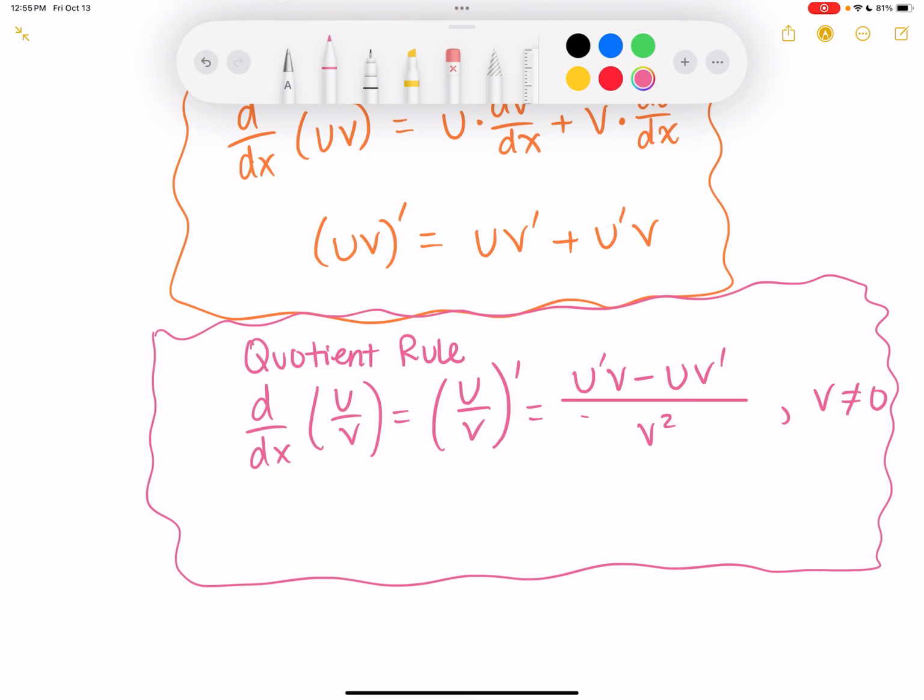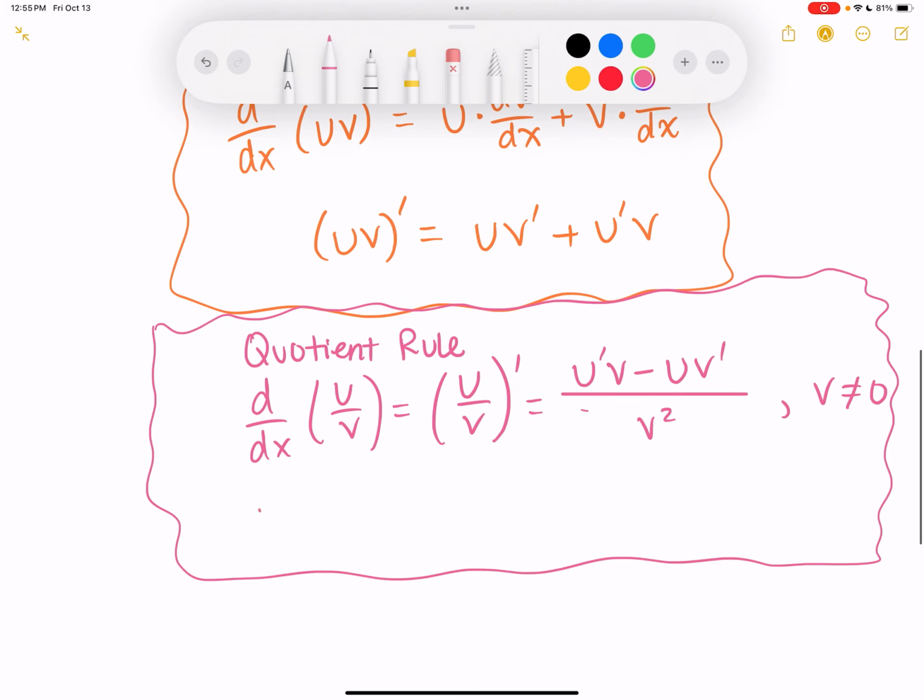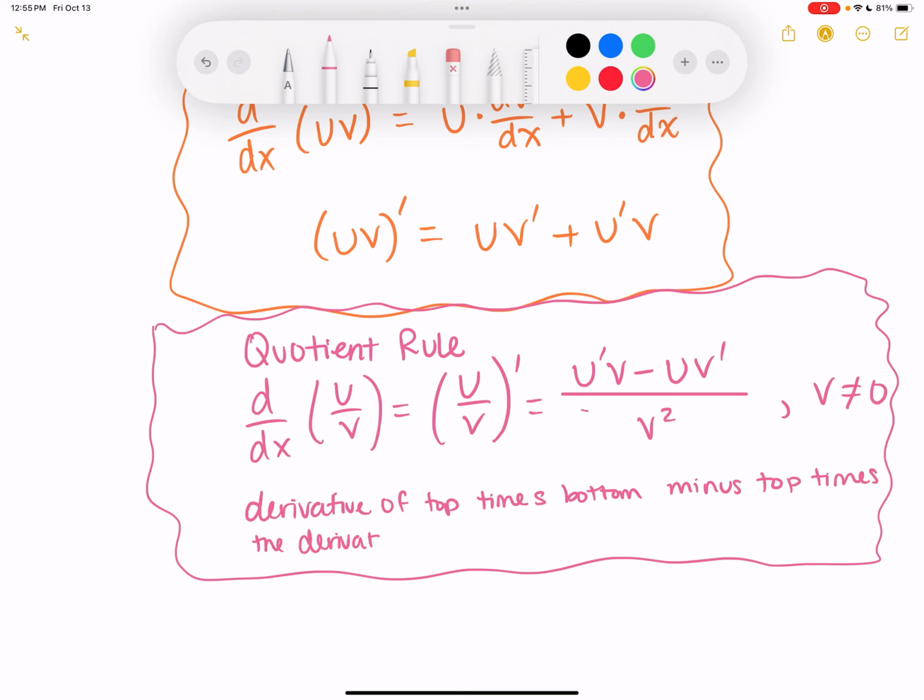So I will say the derivative of the top times the bottom minus the top times the derivative of the bottom divided by the bottom squared.